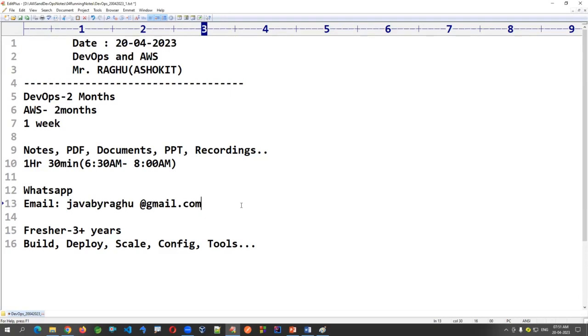Sure. One more thing, for whichever tools we use, do we have to download them or just learn them? No, we'll do it practically by launching an AWS EC2 instance. We'll install there, practice with the commands, see the outputs, and see the error cases. Sure. Thank you, Raghu. Okay. Thank you.